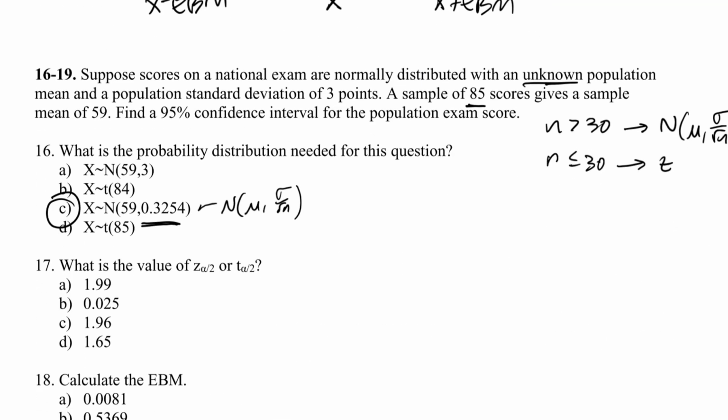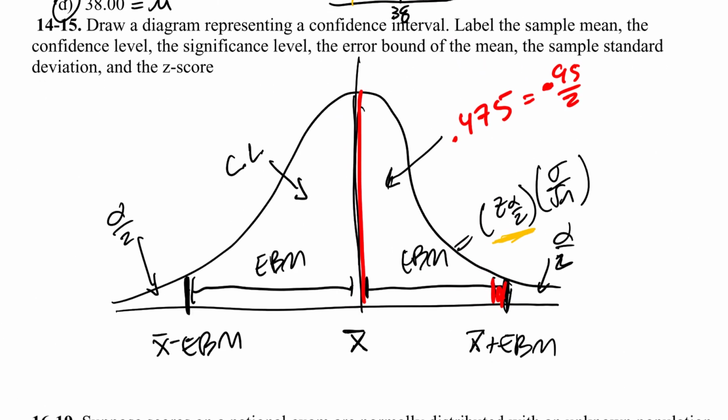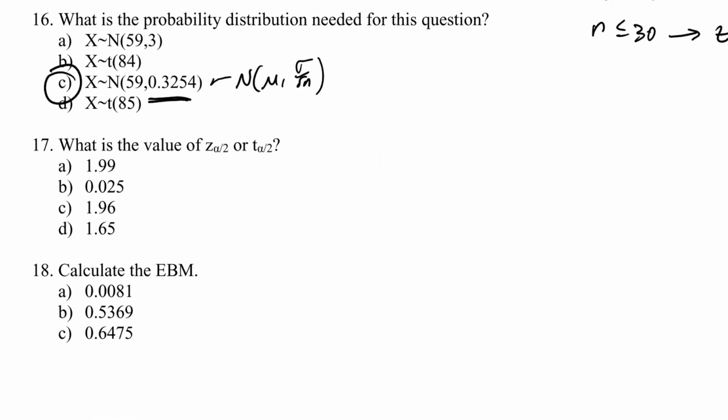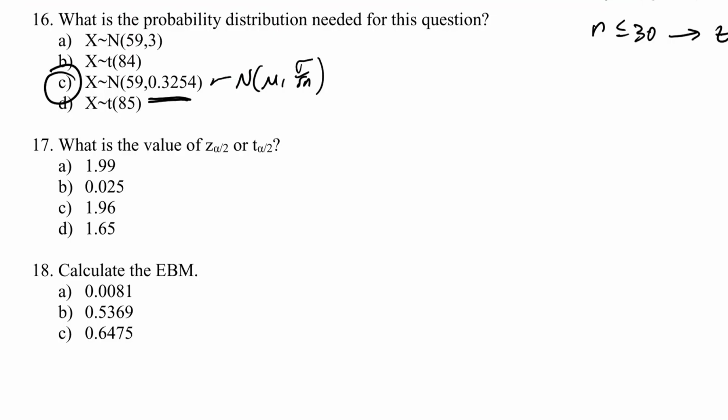Okay, so I need to find the value in the table where I have 0.475 in the table itself. So let me look real quick. Where is 0.475? If you notice at 1.96, if you look at 1.96 in my table, I have exactly 0.475. That is the z-score that I need. So that's part C, and we just get that from our table.